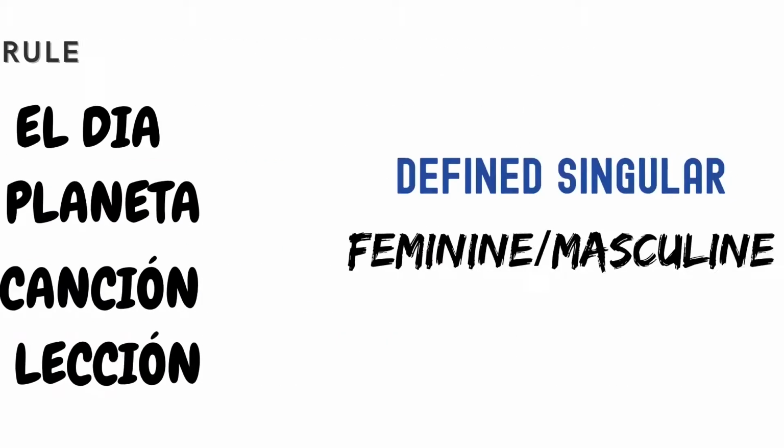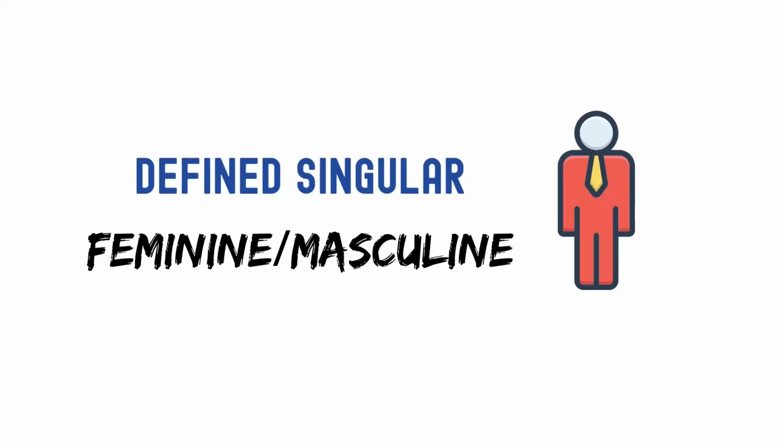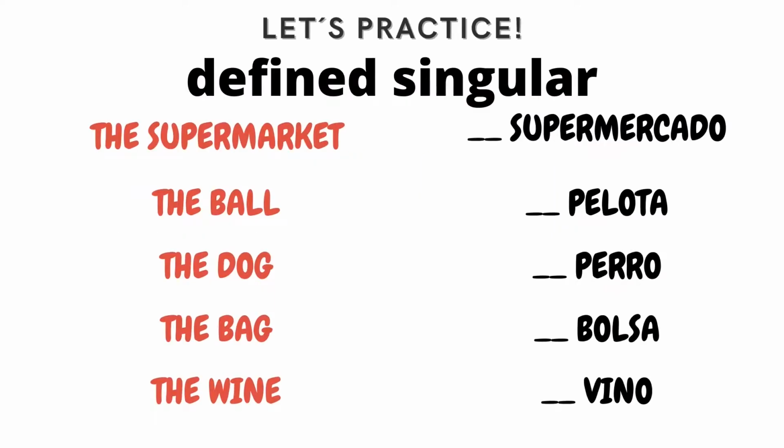So let's start practicing the defined singular, feminine and masculine. So, for example, supermarket is supermercado, you will say el supermercado. Pelota, you will say la pelota. Perro, you will say el perro. Bolsa, you will say la bolsa. Vino, you will say el vino.